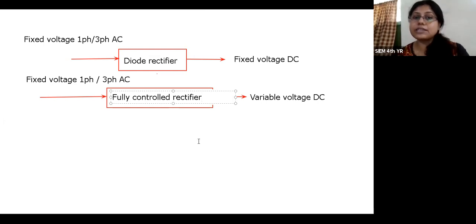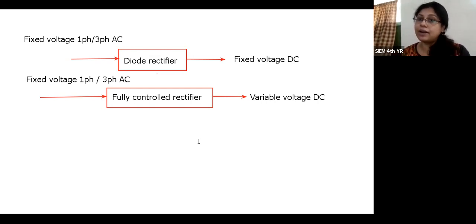Okay, so this is our power modulator device. In this case, we can use a fully controlled rectifier as a power modulator device. Similarly, if I draw fixed voltage single phase or three phase AC at the input terminal and variable voltage DC at the output terminal, then as per our load operation and the motor rating, we can use a half controlled rectifier here also.